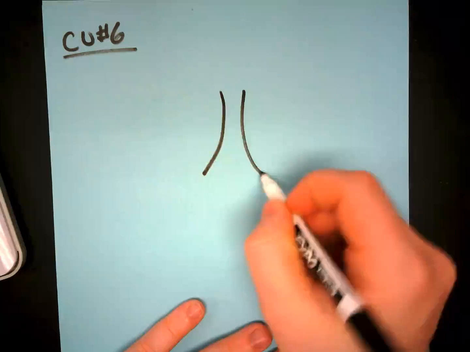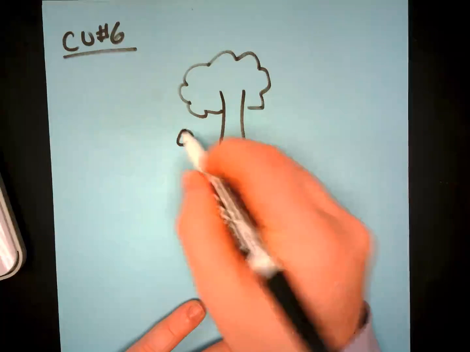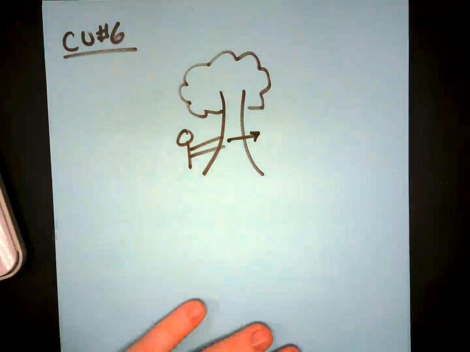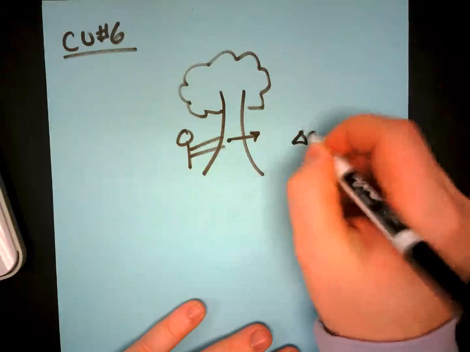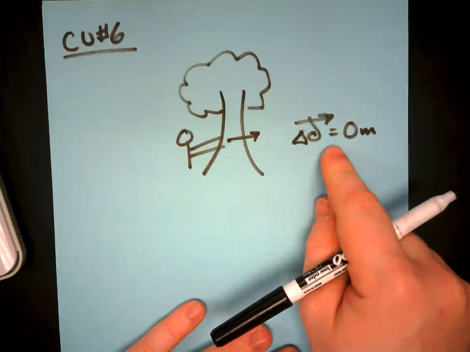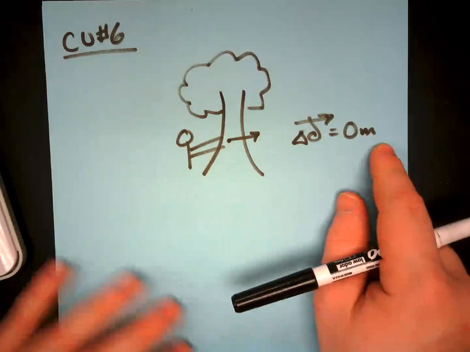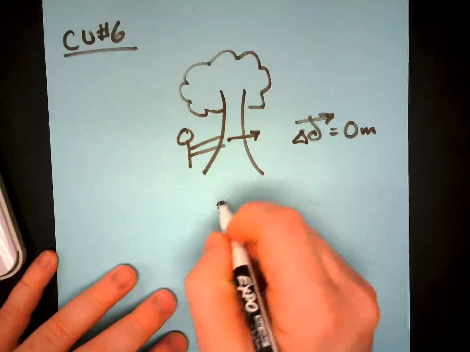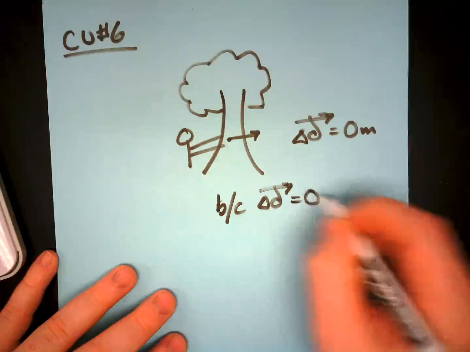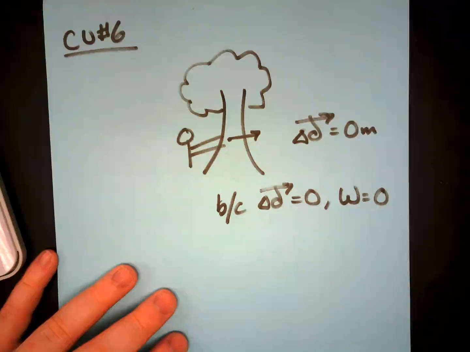Well, if you've got your tree here, and you've got a kid putting a force in this direction, but that tree isn't moving, so you have 0 meters traveled. Because your displacement is 0, work will also be 0, because you have to use that energy in order to move the object.